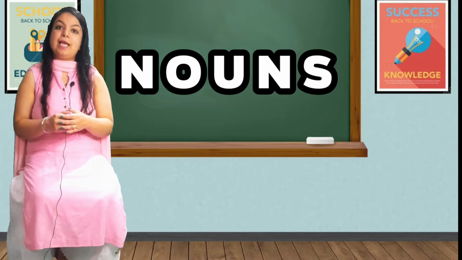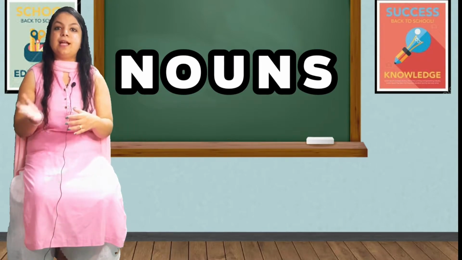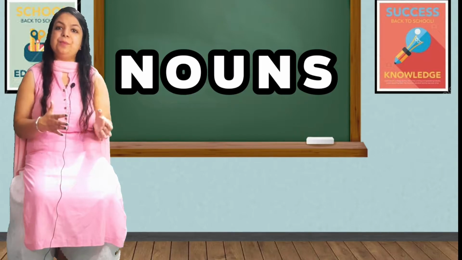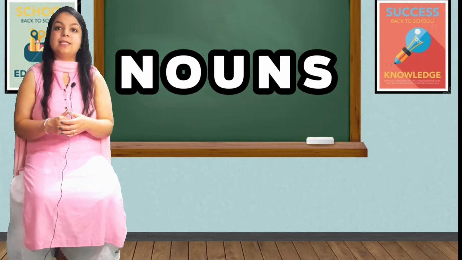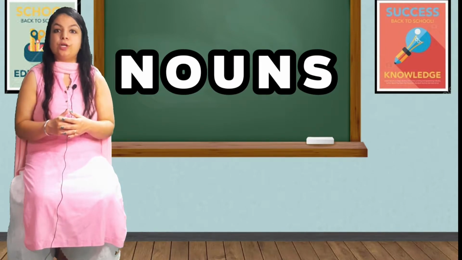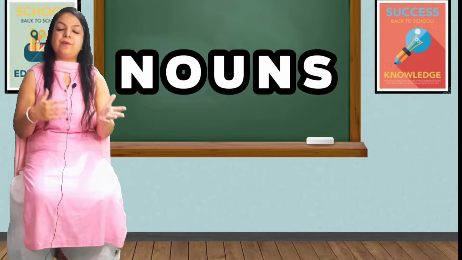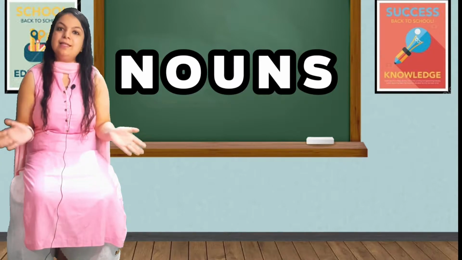Nouns can be animals too. Tiger, lion, dog, cat, every animal is also considered as a noun. Coming at the last, nouns are the name of everything which we see or we talk about. The chair, the light, the fan, the blackboard, the books, the pencil, all these things are considered as nouns.